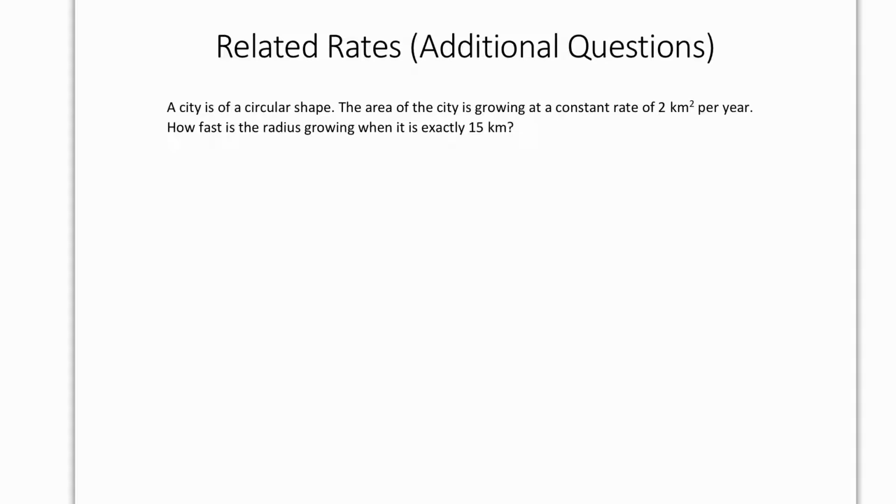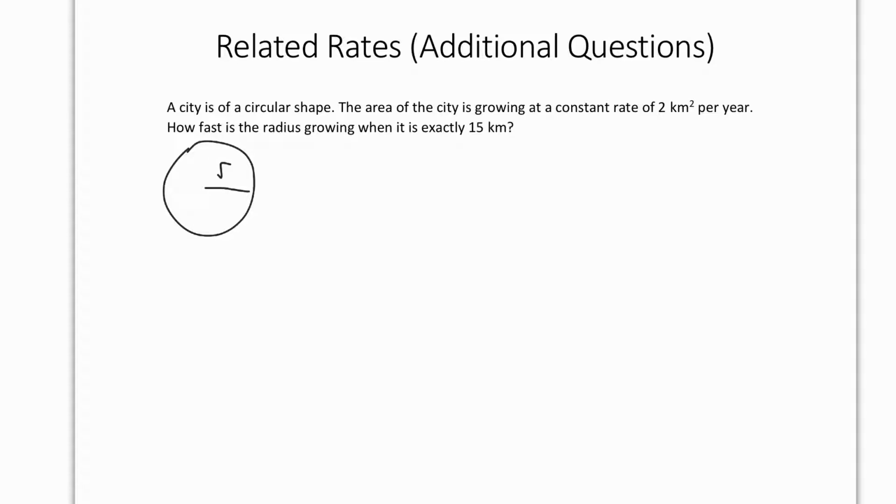Now let's look at the first question. A city is of a circular shape. The area of the city is growing at a constant rate of 2 kilometers squared per year. How fast is the radius growing when it is exactly 15 kilometers? Okay, well, we're going to draw our city, which is a circle with a radius r.